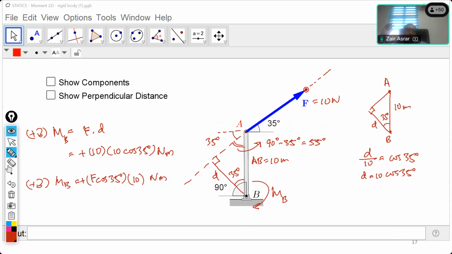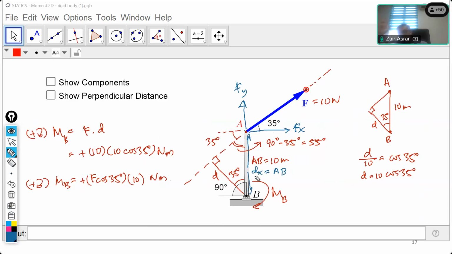Now the question is, why can we use this approach? Mathematically, they look the same, right? Physically, why can we use that approach? The force itself can be decomposed into its components, Fx and Fy. If we do that, each one of these force components will have its own D. For Fx, dx is equal to the length of AB.